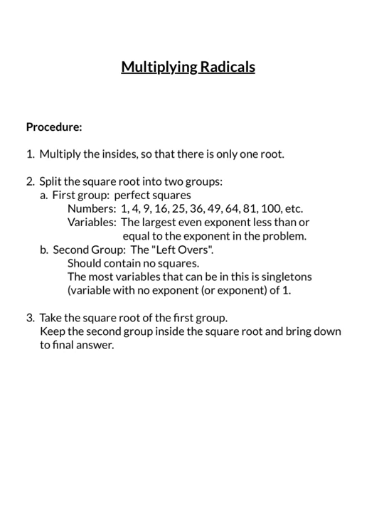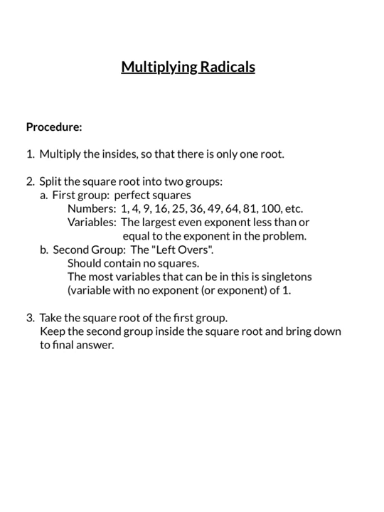So the first thing that we're going to want to do is multiply the insides so that there is only one root. From there, we're going to simplify the radical by splitting it into two groups. The first group will have perfect squares. The second group will have the leftovers and should contain no squares. Finally, we want to take the square root of the first group, keep the second group inside the square root, and bring down to the final answer.